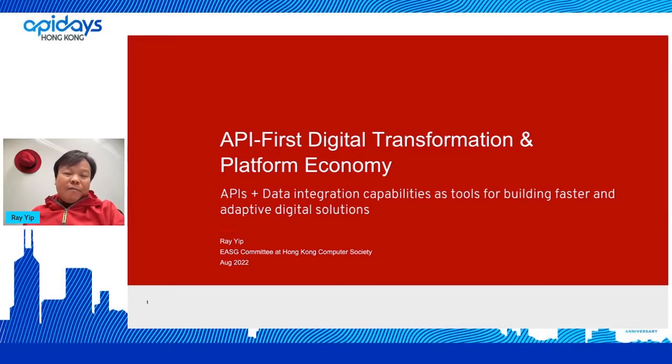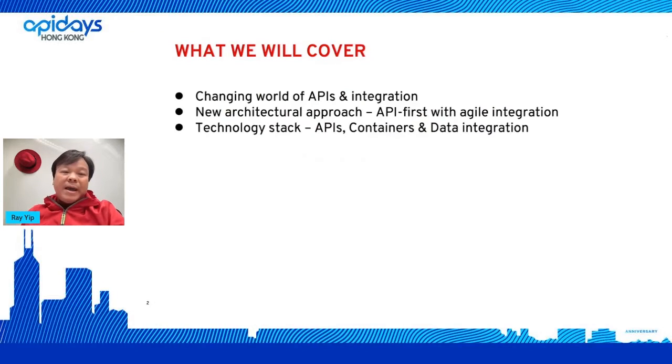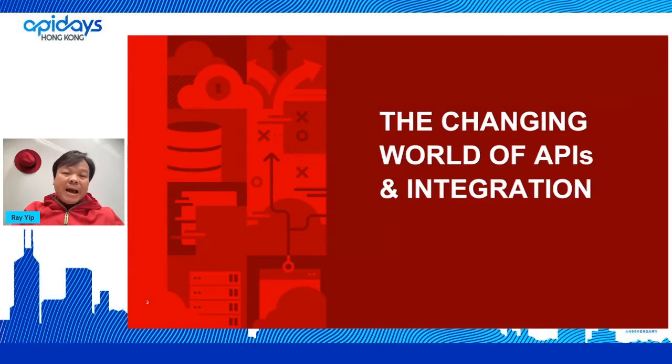First of all, thank you Patrick for the introduction. The topic is API and data integration capability as tools for building faster and adaptive digital solutions. For this sharing we will cover three topics: the changing world of API integration, some examples of the new architecture approach, and finally some examples of the technology stacks. I will use some open source tools as samples to explain where you need to put the tools appropriately.